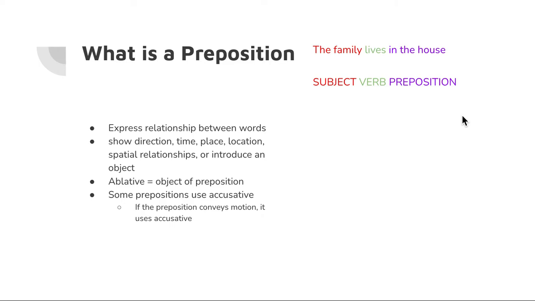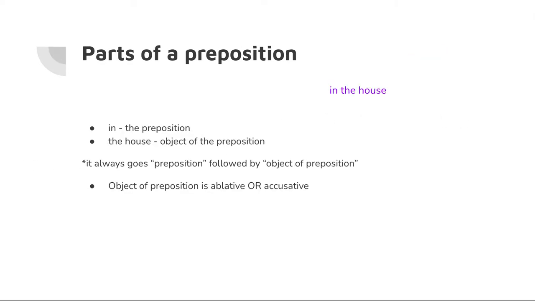The object of the preposition is most of the time ablative, but it can also be accusative. Specific prepositions take the ablative, and specific ones take the accusative, and we'll talk about that later. So yes, let's move on. Parts of a preposition. In the little prepositional phrase, in the house, in is the preposition, and the house would be the object of the preposition, and together they make the prepositional phrase. It always goes the preposition followed by the object of preposition. The object of preposition is either ablative or accusative.